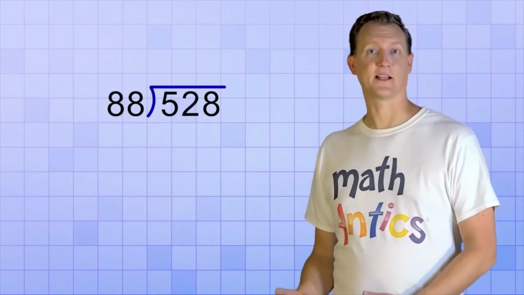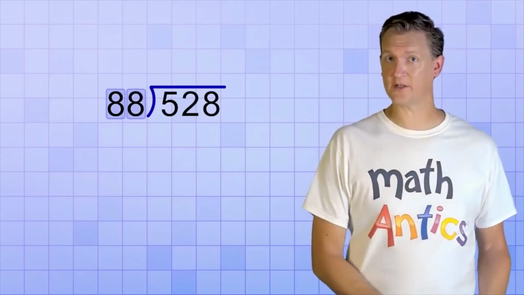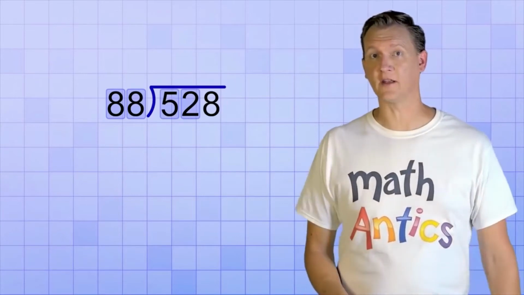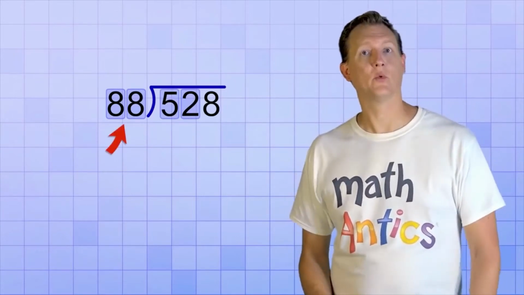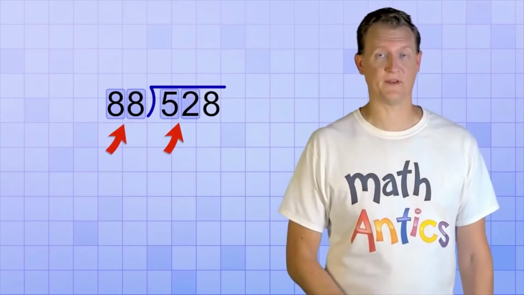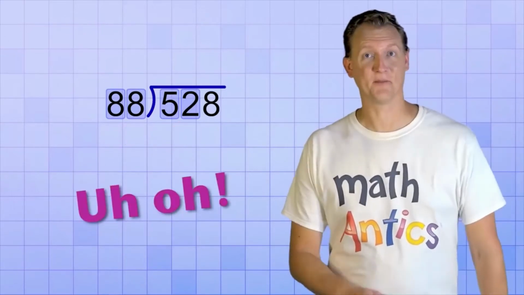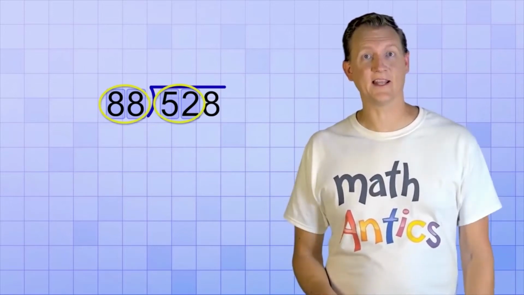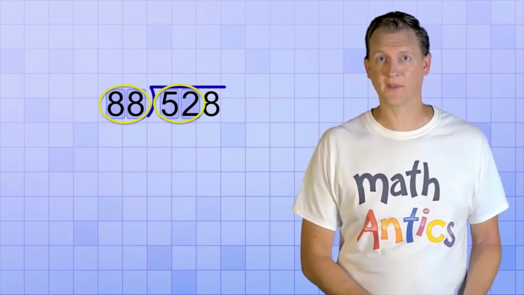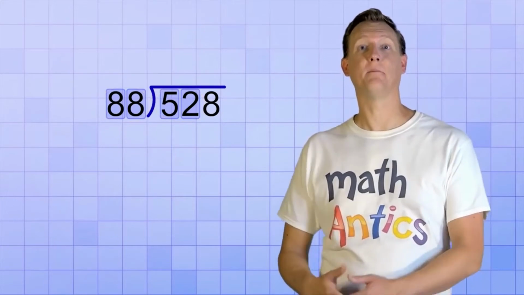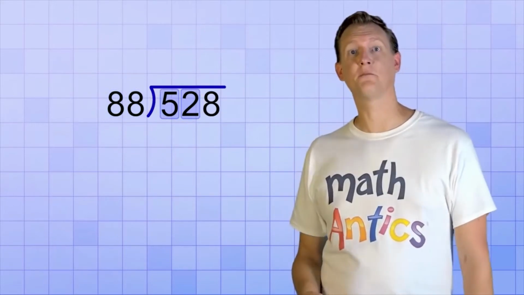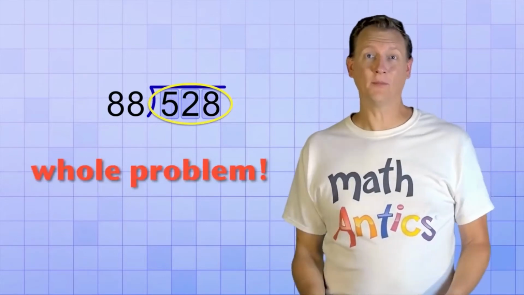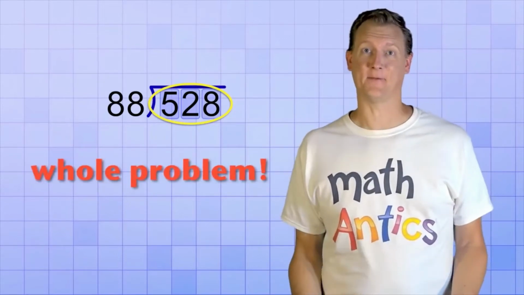Now let's have a look at the next problem. It's also got a 2-digit divisor, so we'll start the same way. We'll start with a 2-digit chunk of our dividend and ask, how many 88s will it take to make 52 or almost 52? Uh-oh, see the problem? Even though both are 2 digits, this won't work because 88 is already greater than 52. And that means we're going to have to take an even bigger chunk of this dividend. We need to group the first 3 digits together. But that's just like doing the whole problem at once without breaking it into any steps.